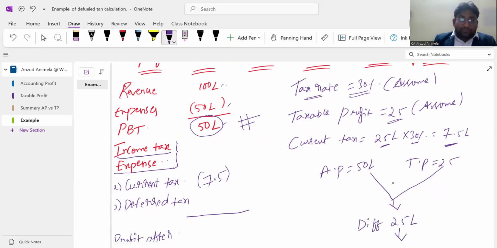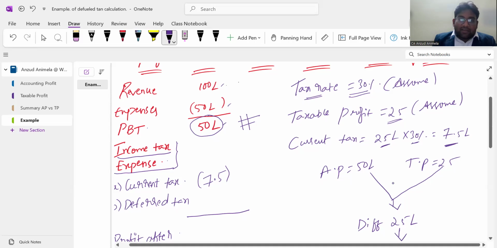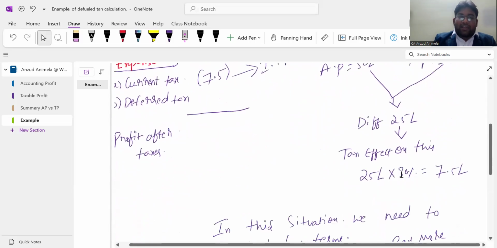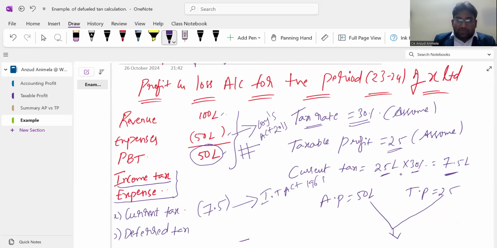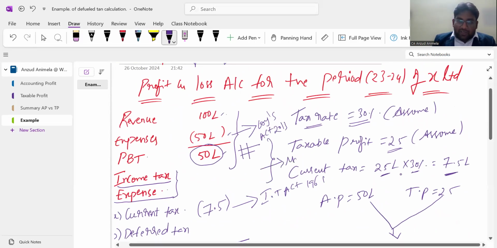Now, if you observe, this is 100 lakhs, expenses 50 lakhs, and the profit before tax is 50 lakhs, prepared in accordance with the Companies Act 2013. This 7.5 lakh has been prepared in accordance with the Income Tax Act 1961. Here, see, it is violating which concept? The matching concept in accounting. It is violating the matching concept.